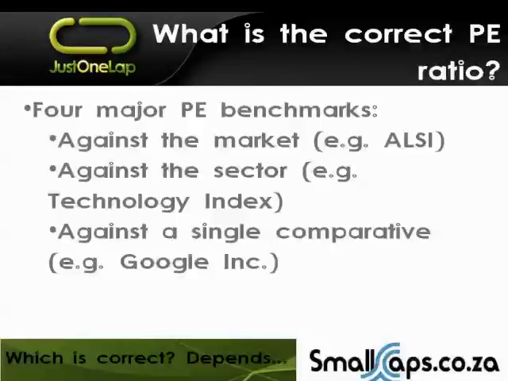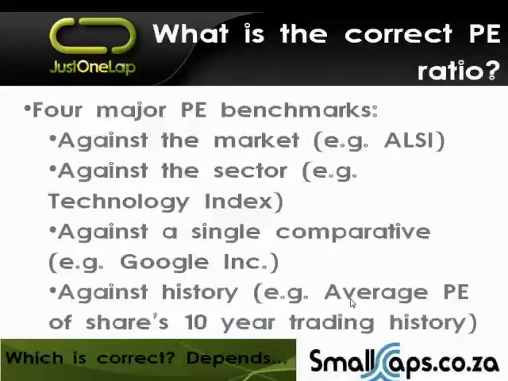Now, the nice thing about looking at a single comparative is that you can look at the historic, which is what's published, and you can also start to look at the forward price earnings, depending on broker consensus, Bloomberg, depending on what access you have. The real question is, what is the correct price earnings?